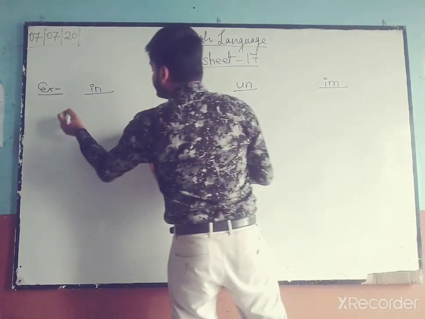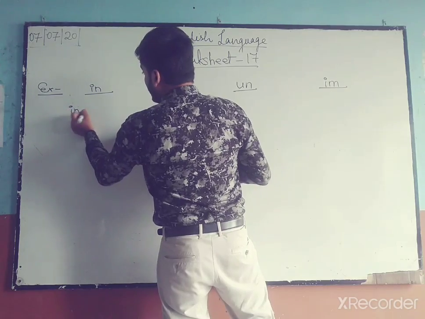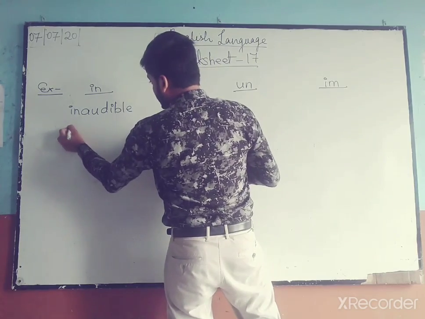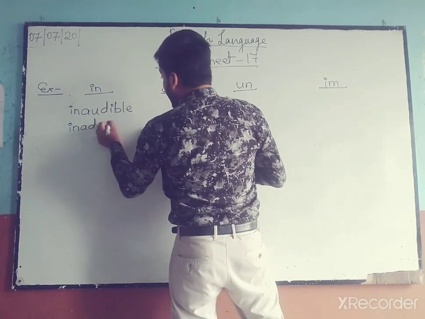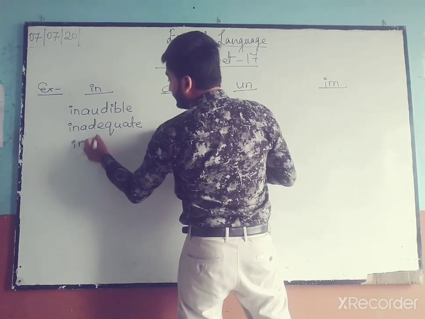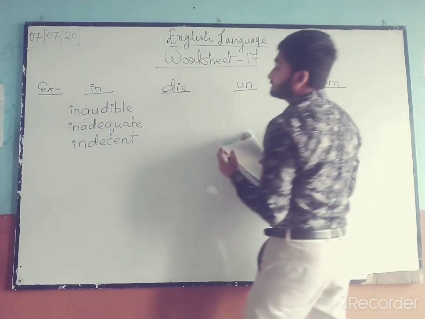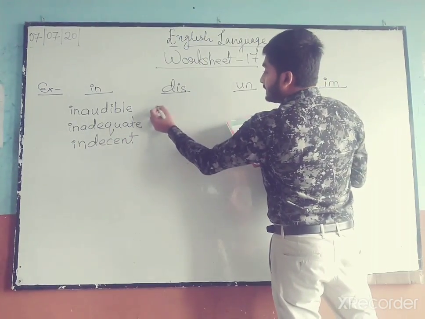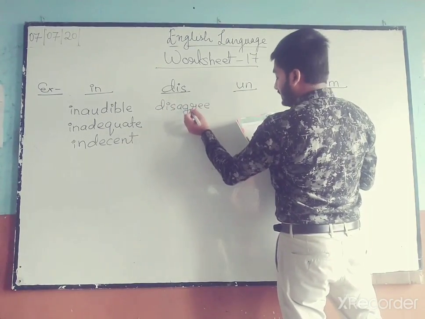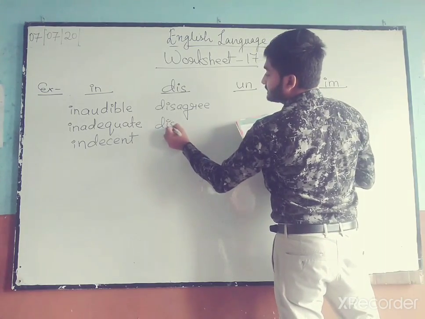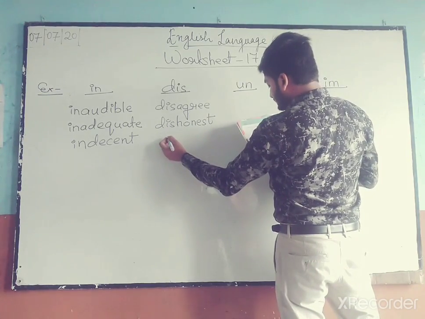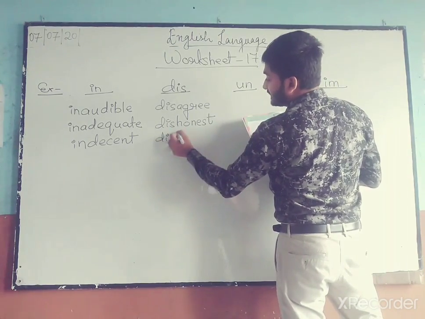For in we have inactive, inadequate, and in last indecent. For dis, number 2 we have disagree. Number 3 is dishonest, and the last one we have dishonor.